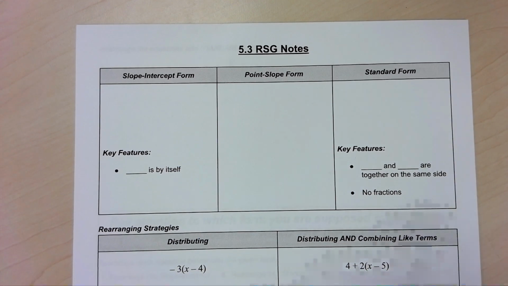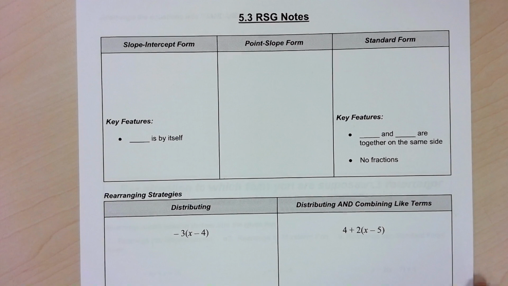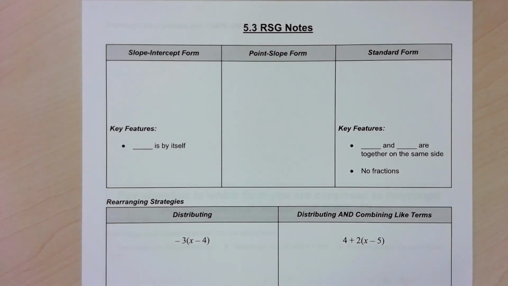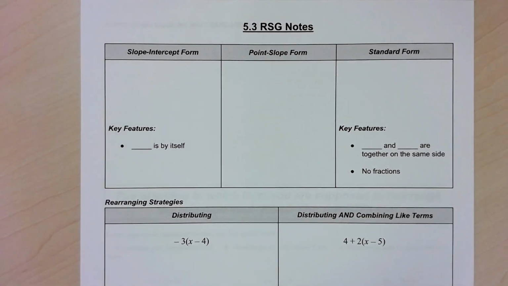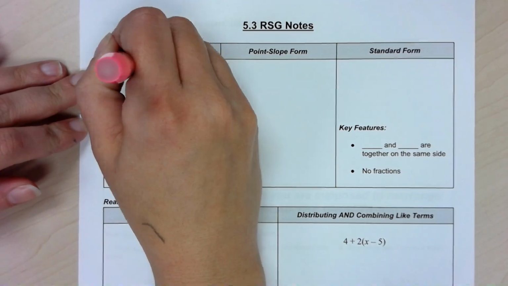Hi everybody! So in today's video, we're going to be going over some practice problems to help get us ready for the 5.3 Ready, Set, Go practice. So we're going to start with a little bit of a review of the three different types of writing the equation of a line that we've learned so far. So I want to start by reviewing slope-intercept form.